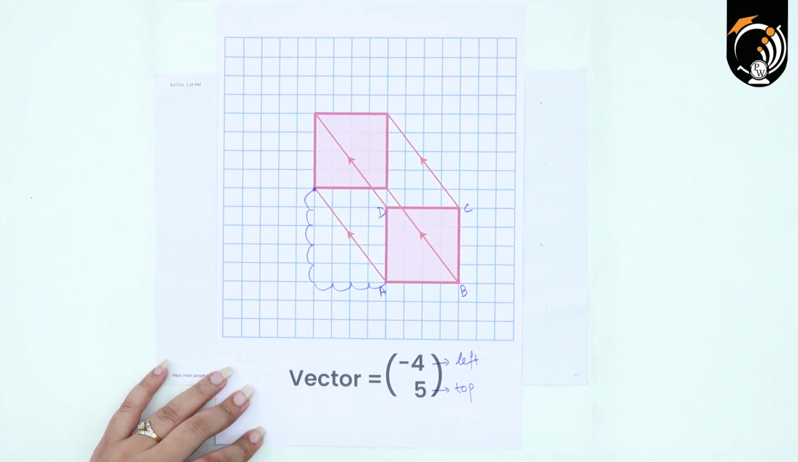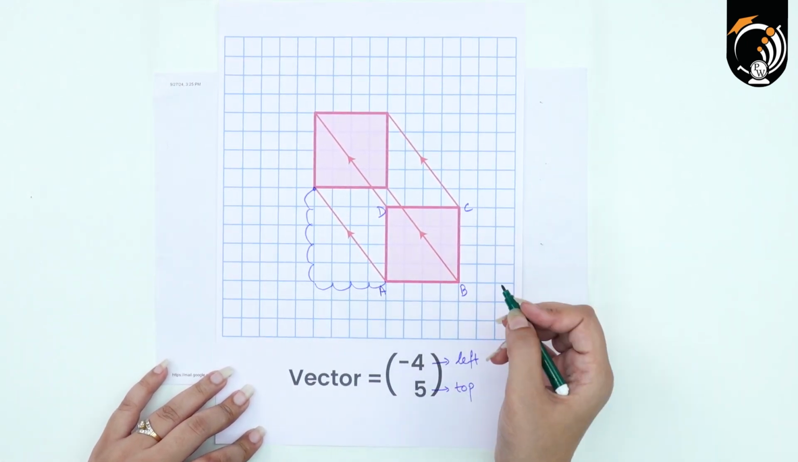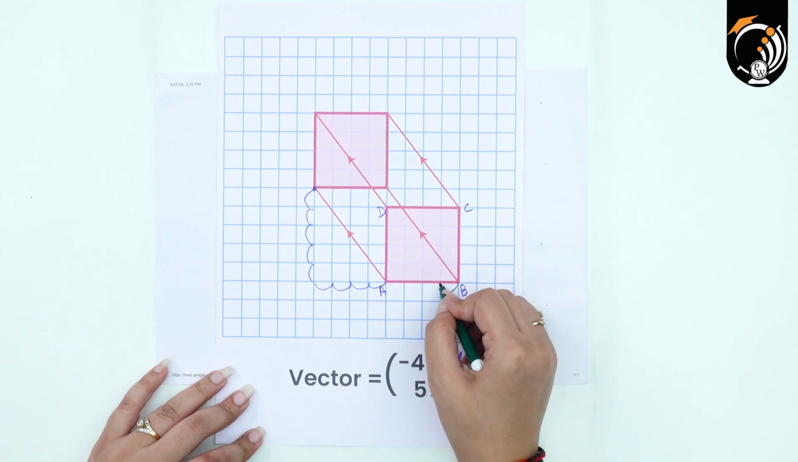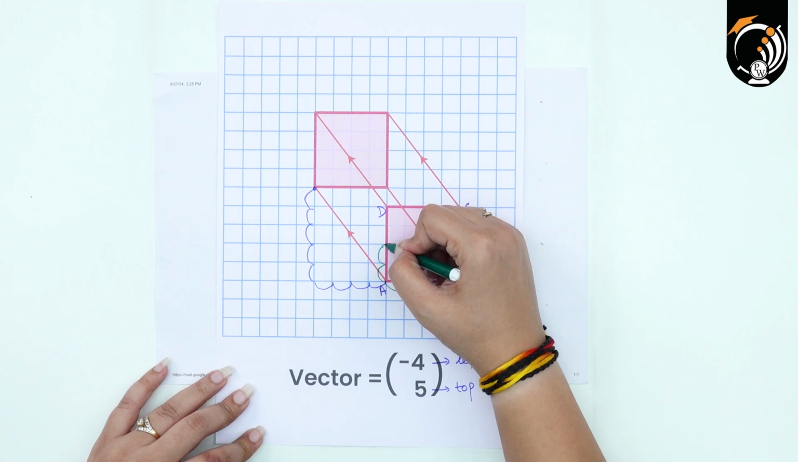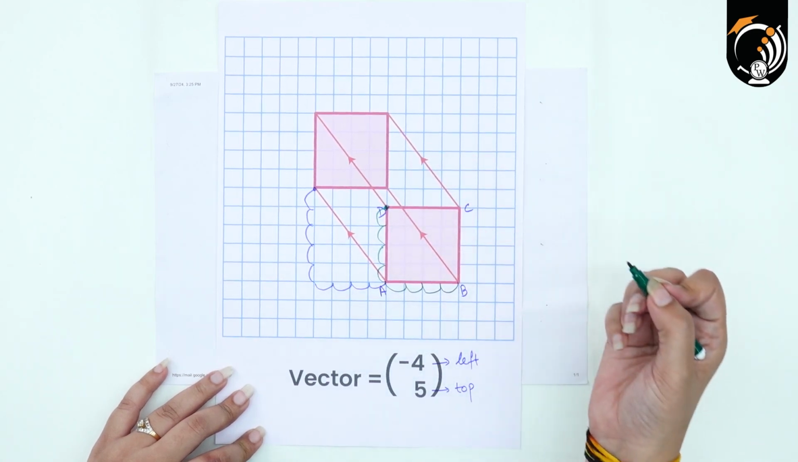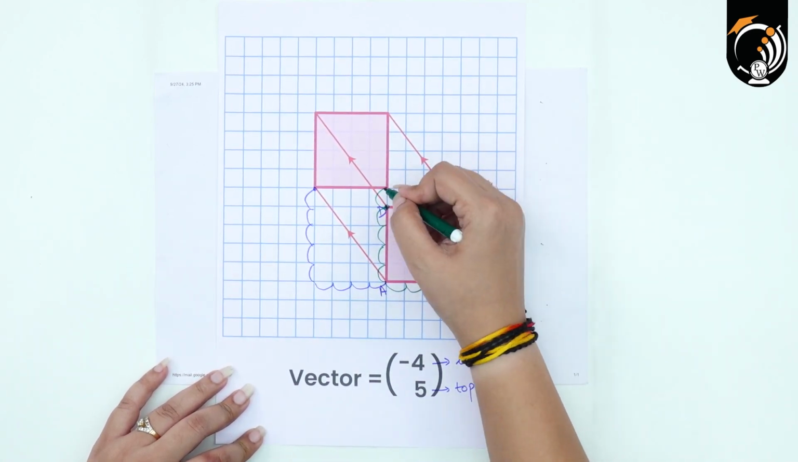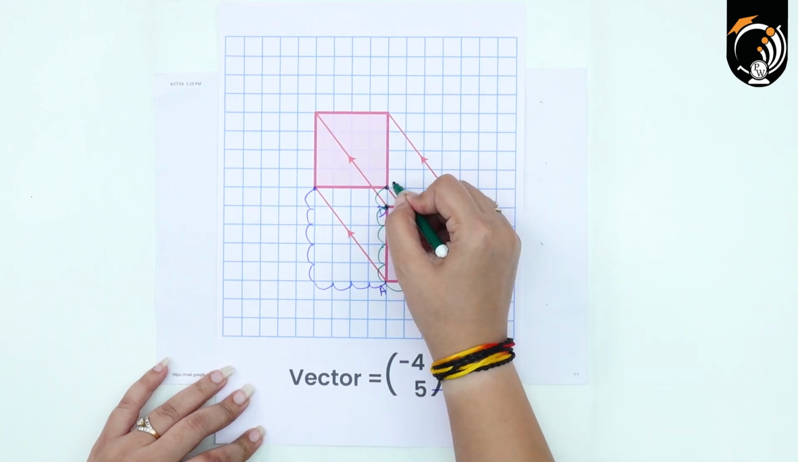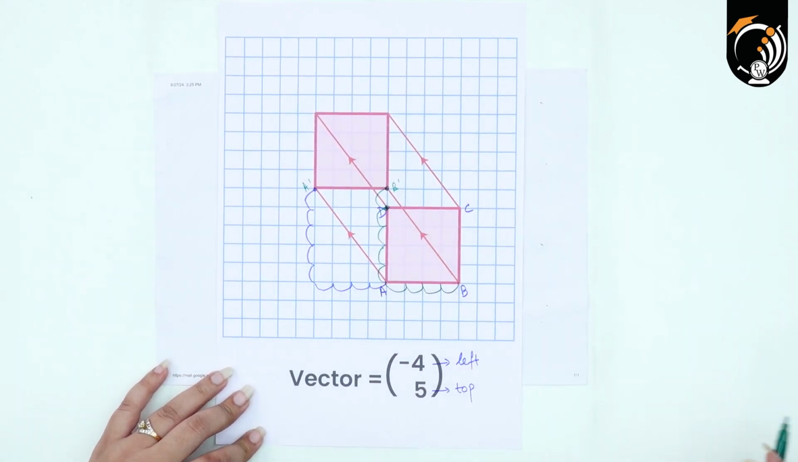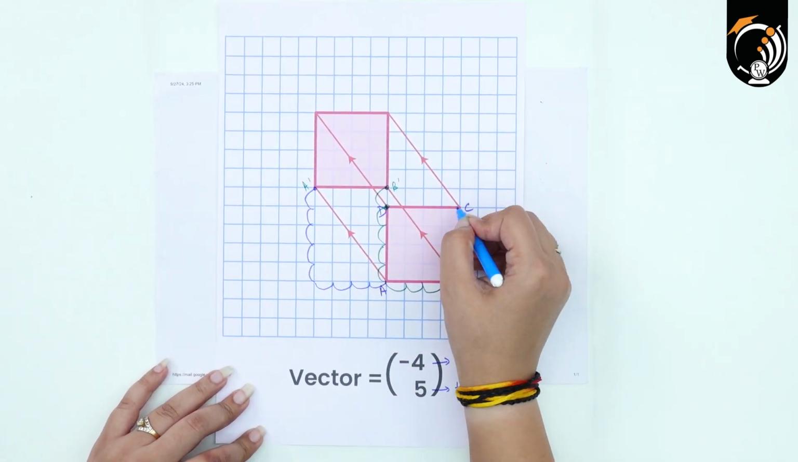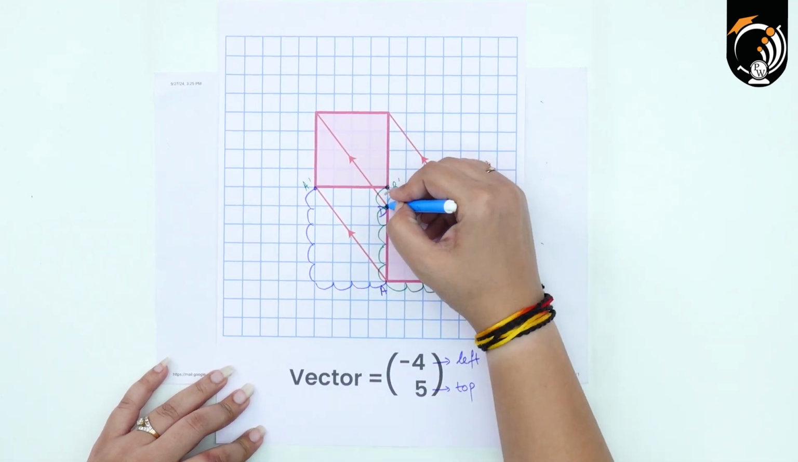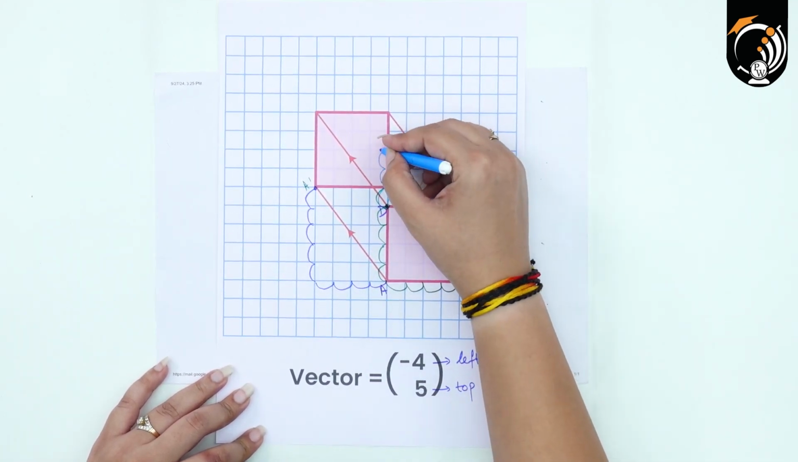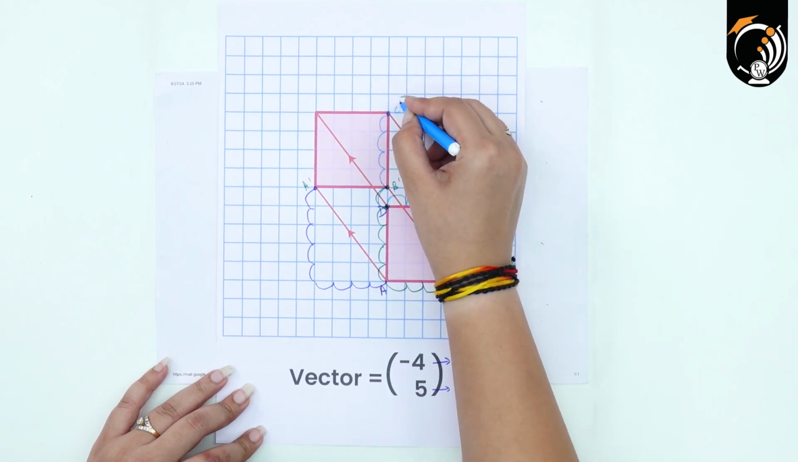Now let's understand the same thing for the point B here. B is going to move 4 units towards the left, 1, 2, 3, 4, and 5 units towards the top, 1, 2, 3, 4. So this is where we are going to have the point B dash, right? Let's label them. Further, the point C is going to move 4 units towards the left, 1, 2, 3, 4 and 5 units towards the top, 1, 2, 3, 4 and 5. This is where we are going to have the point C dash.